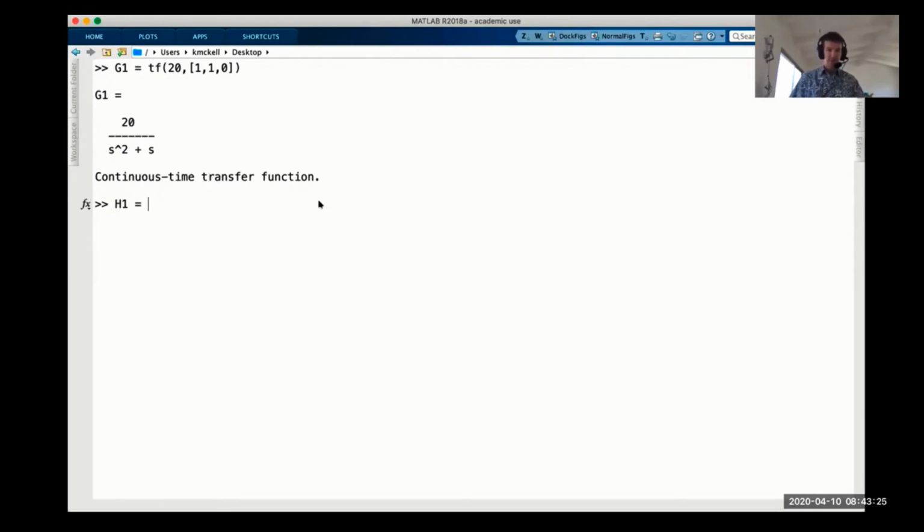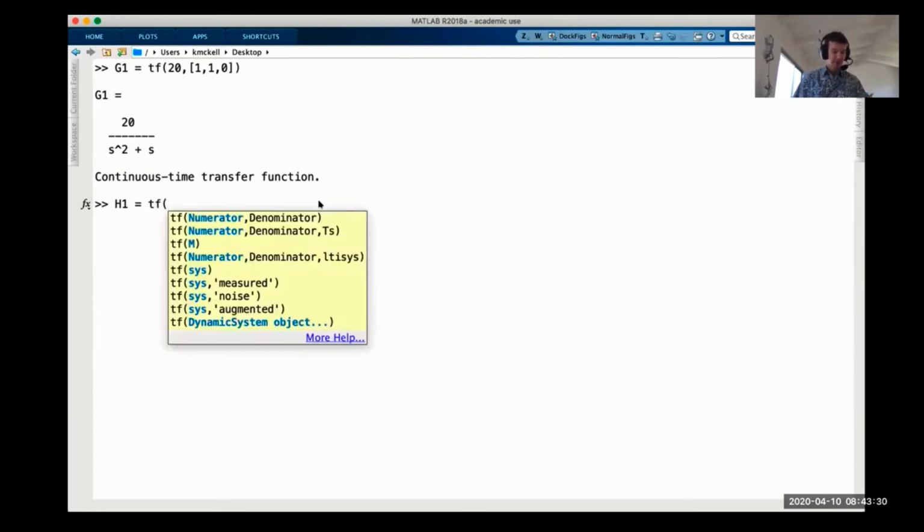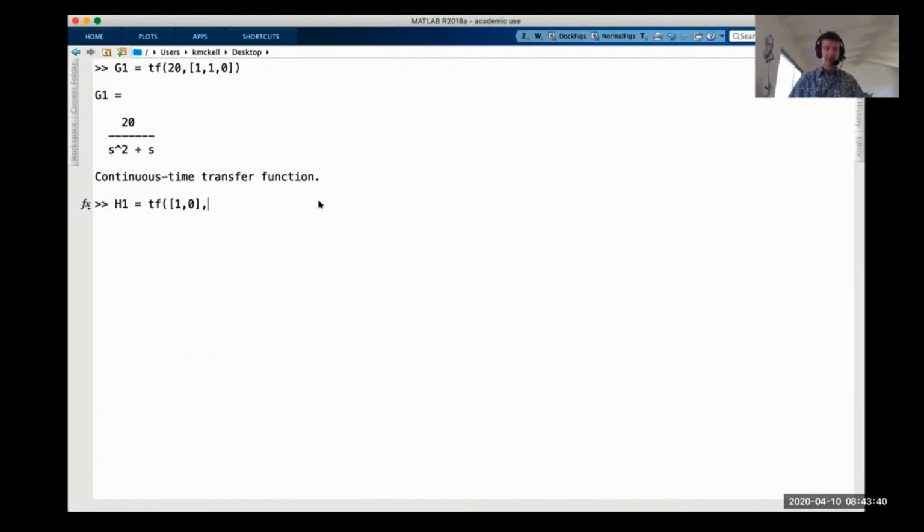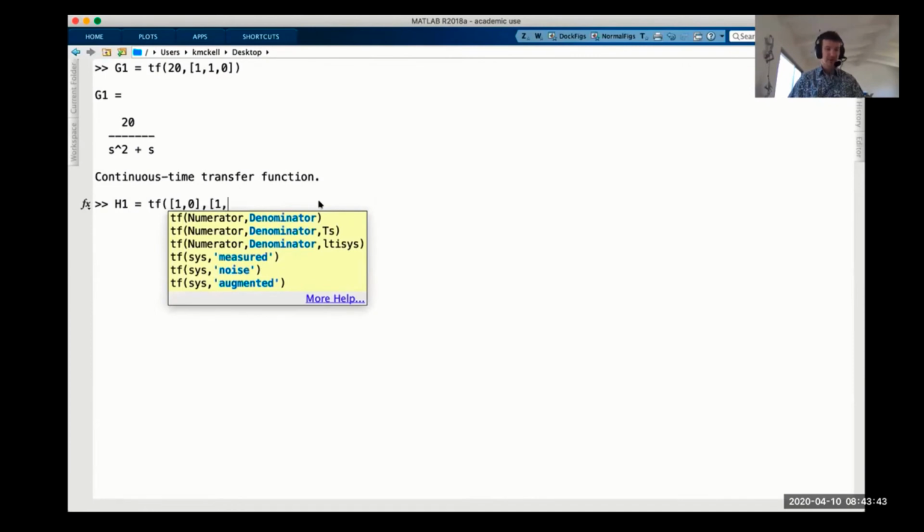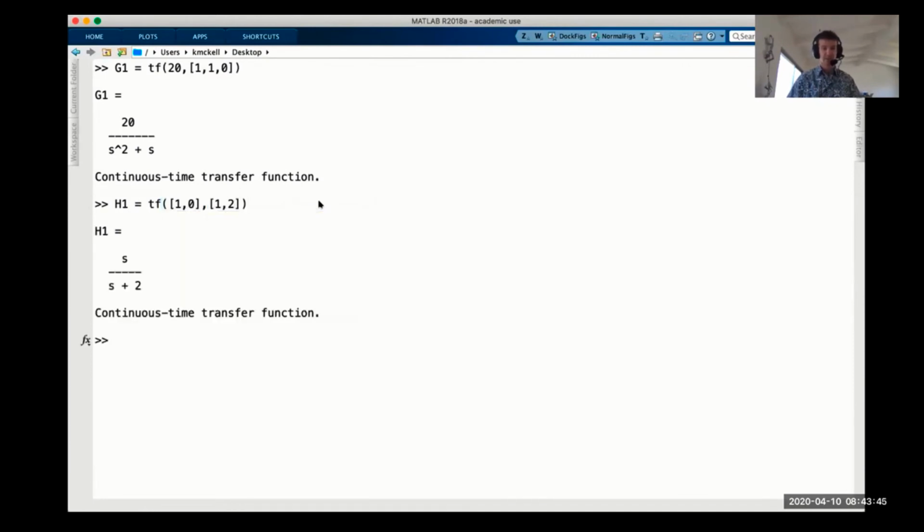The feedback path there was, I think, 1 over s plus 2. No, s over s plus 2. So how would I write s over s plus 2? Well, that's 1s and 0s to the zeros divided by 1s and 2s to the zeros. And then loop 1 was the feedback connection of those two transfer functions.